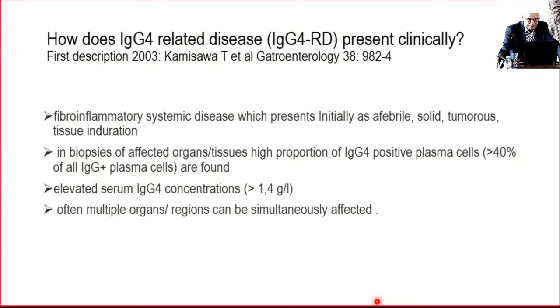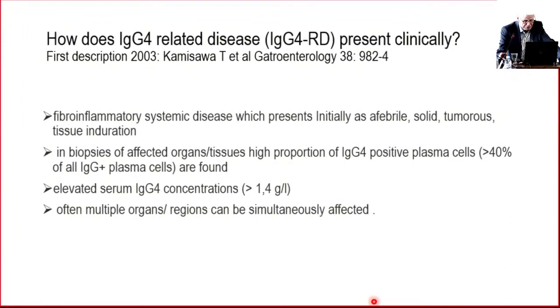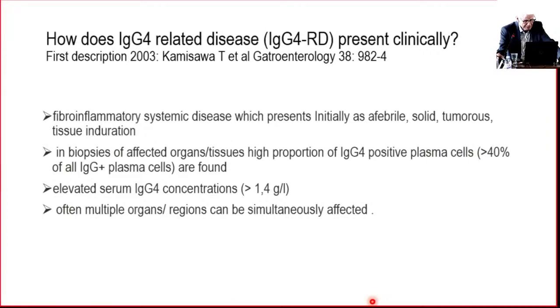It is characterized as a fibro-inflammatory systemic disease which presents initially as afebrile, solid, tuberous tissue induration. In biopsies of affected organs, high proportions of IgG4 positive plasma cells are found, in fact more than 40% of the IgG positive plasma cells are IgG4 positive. Also, the majority of the patients have an elevated serum IgG4 concentration, above 1.4 gram per liter. And often multiple organ regions can be simultaneously affected.